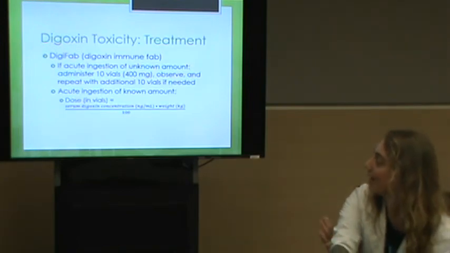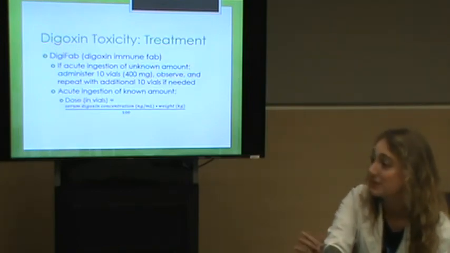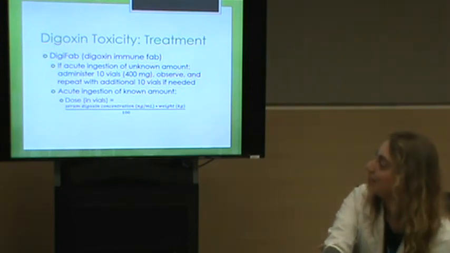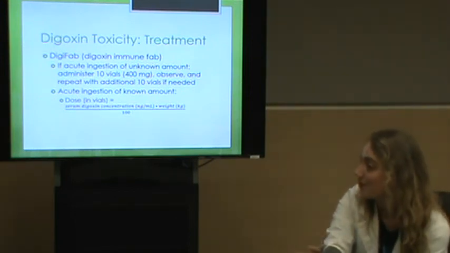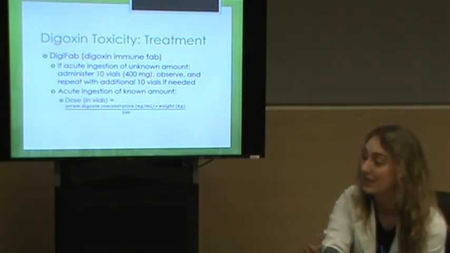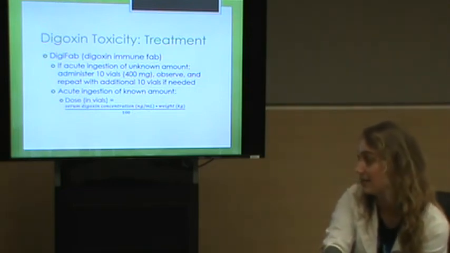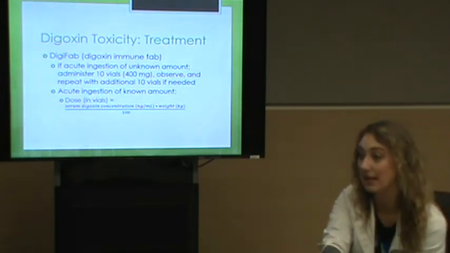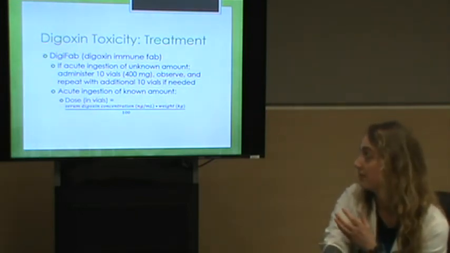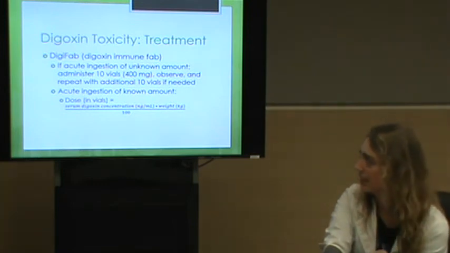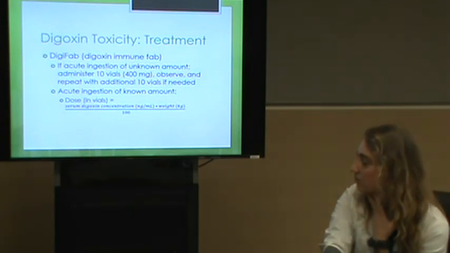The treatment for that I included here for you. Not something you need to necessarily commit to memory, just know that they would get Digifab. So if they don't know how much they ingested or their digoxin level comes back and it's greater than 10, you would give a standard 10 vials. And then they can re-administer another 10 vials again later after they see how the patient responds. Otherwise, they can calculate the patient's specific dosing in vials based on whatever level they draw in the serum. So if it's within the range of, I guess, 3 to 10 vials, then you would be able to administer a smaller amount. And that's given IV.